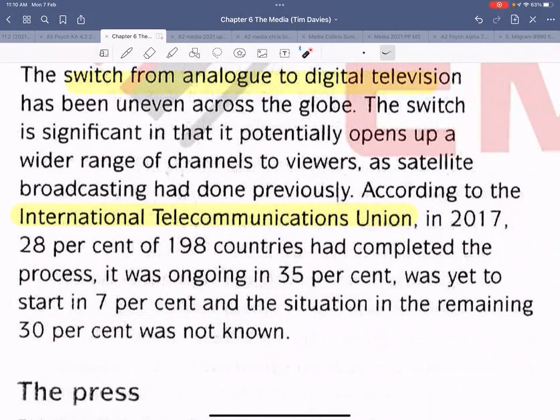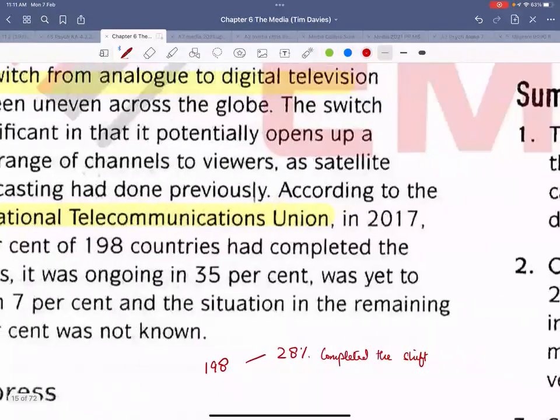Everyone? Right, we're talking about 2017. Have a look at these numbers again. We're talking about 2017. We're talking about 198 countries, jahan pe aapke paas 28% of 198 countries, they had already completed it. So let me just write it down. That would make it easier for you. We're talking about 198 countries. 28% had completed this. Completed the shift. And what shift are we talking about? We're talking about a shift from analog to digital.